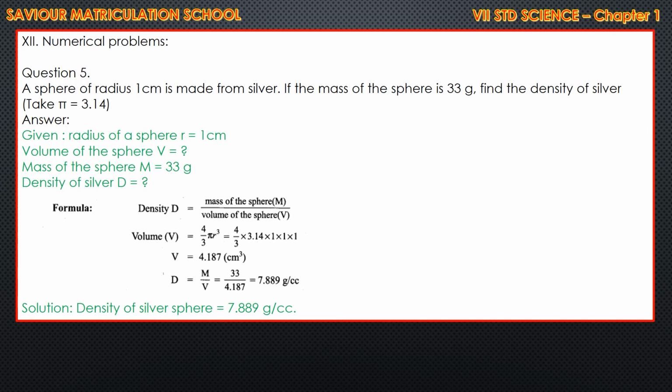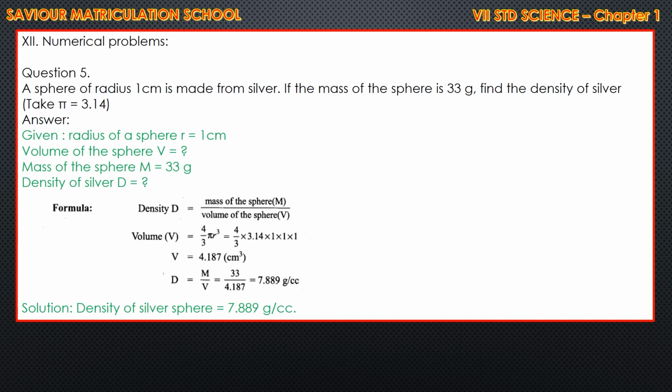And the formula for density, as I already said, is mass by volume. Now as we are dealing with the sphere, that is mass of the sphere divided by volume of the sphere. So volume is 4 by 3 pi r cubed. I already said that for pi they have given 3.14, so instead of pi we are writing 3.14, and the radius is 1, with power 3, r cubed, so 1 into 1. So volume, when you multiply this, you will get 4.187 cubic centimeter.